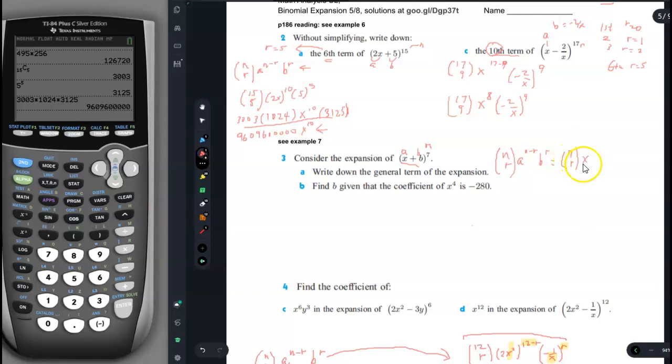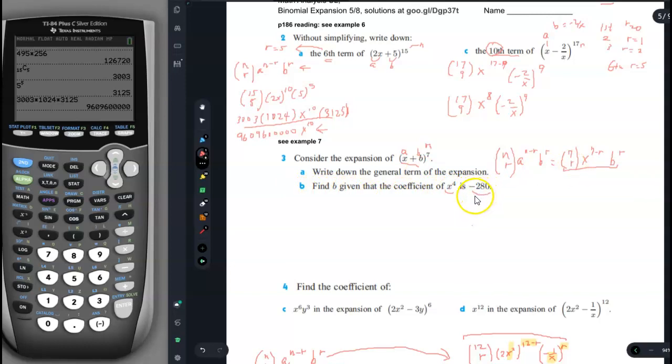The A value is X to the N minus R, so 7 minus R. And then we know that B is B, to the R. Now, this is the general term for this expansion. It's still the general term because we don't know what R is. All right. Find B given that the coefficient of x to the fourth is negative 280.